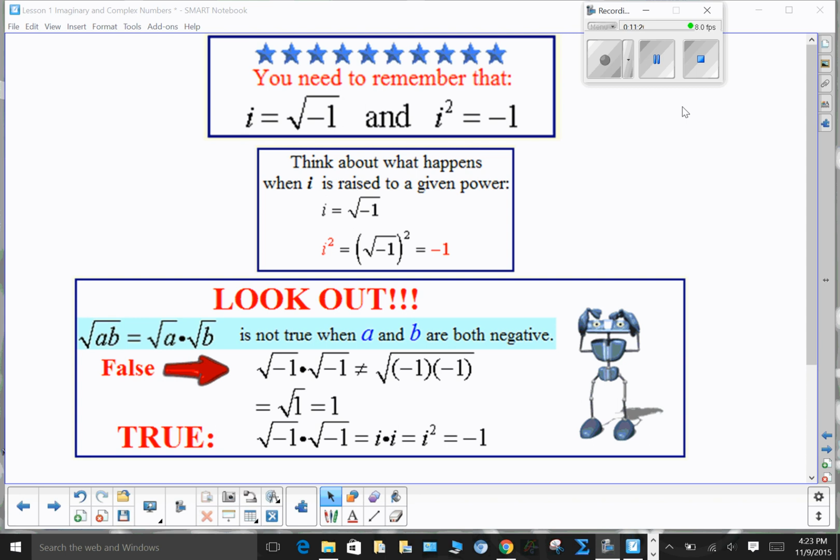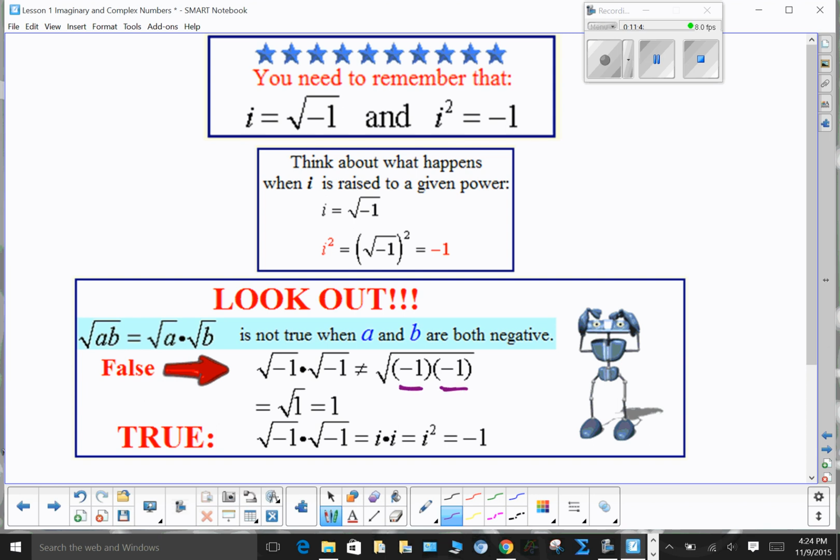You're going to need to remember that i is equal to the square root of -1 and i squared is equal to -1. Think about what happens when i is raised to a given power. What you have to be extremely careful of when you're underneath the radical, the square root of -1 times the square root of -1, you cannot multiply negative numbers under the radical. You have to take out i's first. So the square root of -1 is i. The square root of -1 is i. That gives us i squared, which is equal to -1. Do not do this. You will have a wrong answer. Again, you must take i's out first.